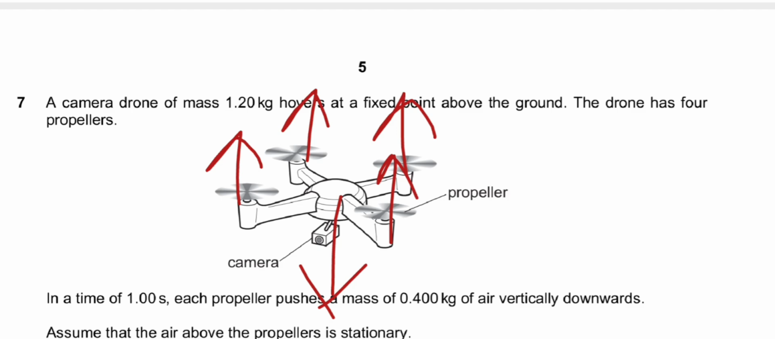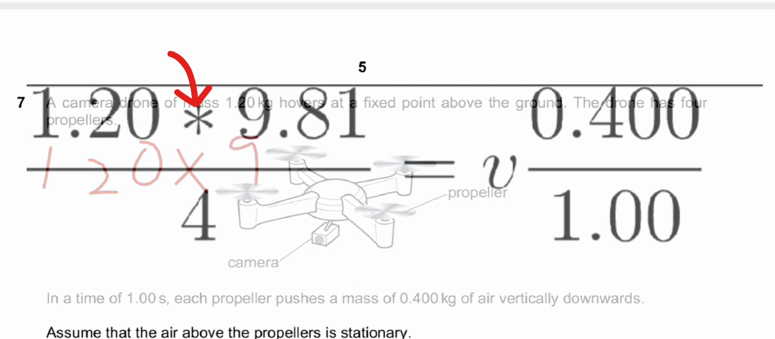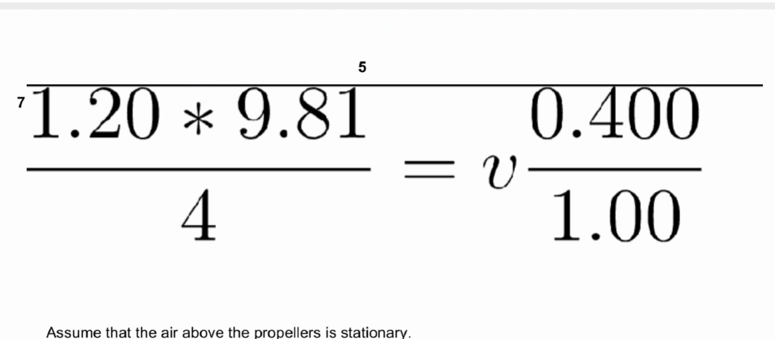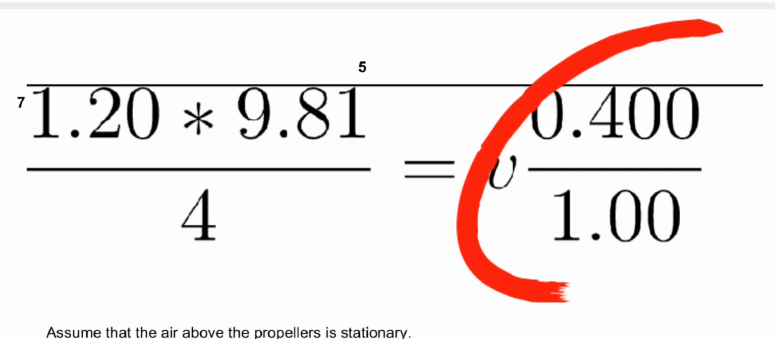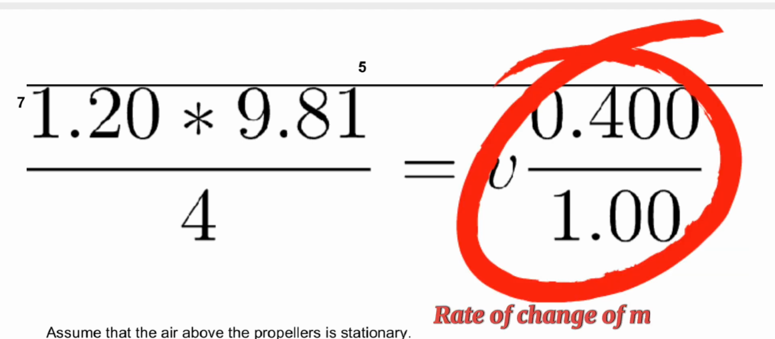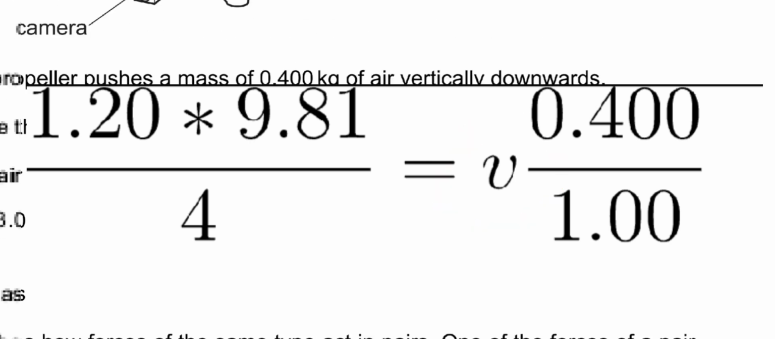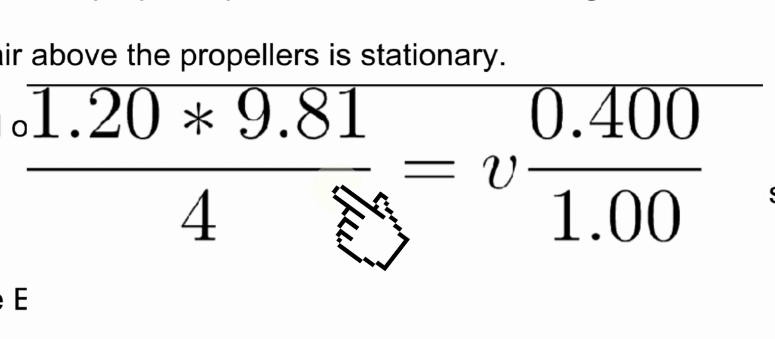So if I apply my formula, I can find 1.20 times 9.81, and I divide by 4. It should be equal to my velocity. What is my rate of change of mass? It's 0.400 divided by 1.00. So essentially what we are calculating here is this value of V. That gives you an answer which is basically 36, which is this one.